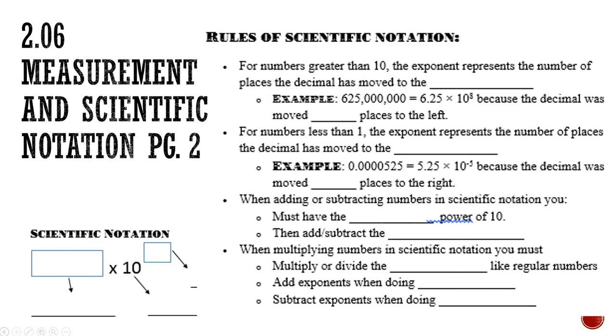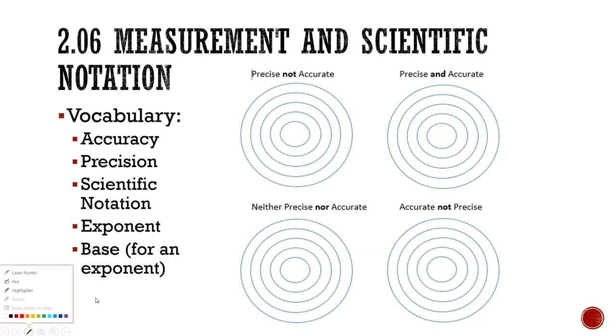And this is a great one because I'd like you just to draw some little marks, a couple little X's. Precise, not accurate. Precise and accurate means that all of them are going to be grouped together.